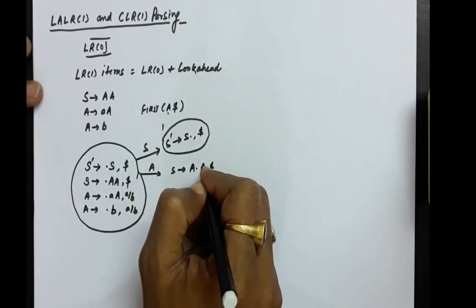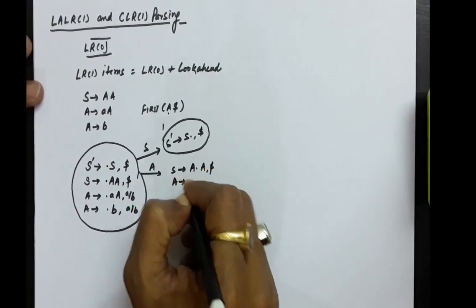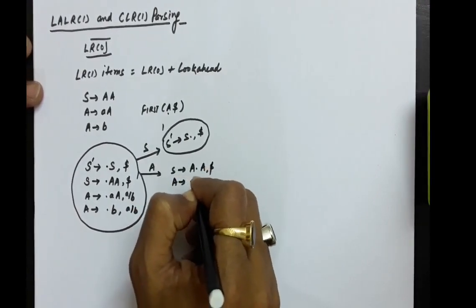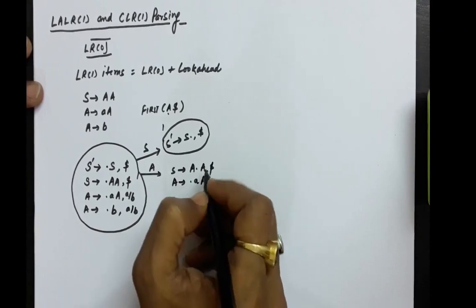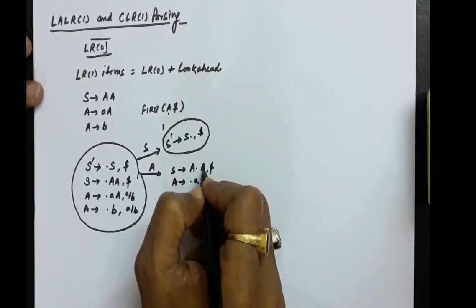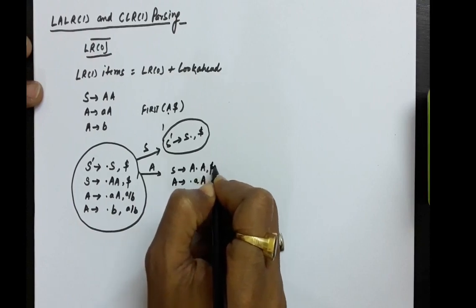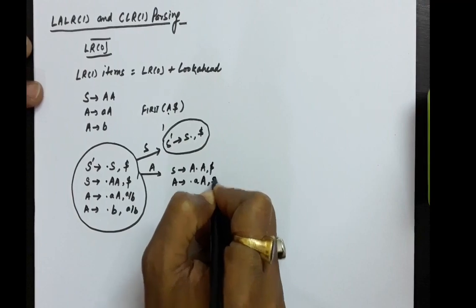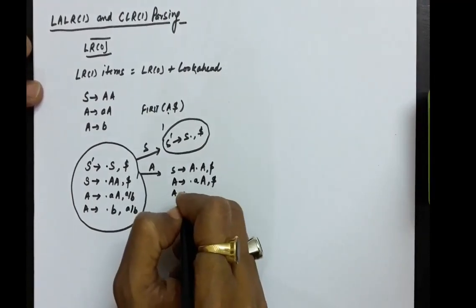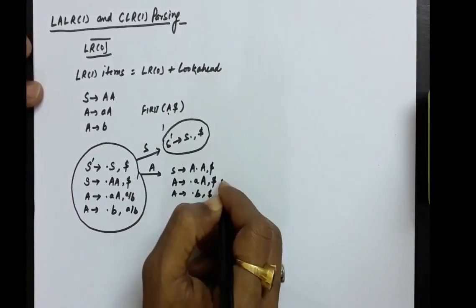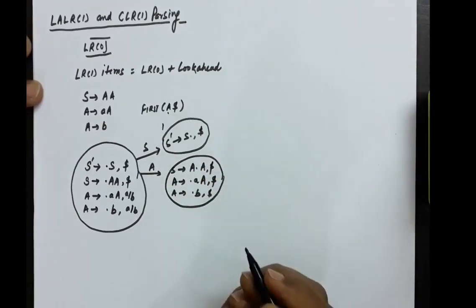Since we are going to write the other productions that start with capital A, this will be A produces dot a A. Just because you have written this production because of this capital A, you will find the first of this dollar, and the first of dollar will be dollar. Similarly, A produces dot b with lookahead dollar.